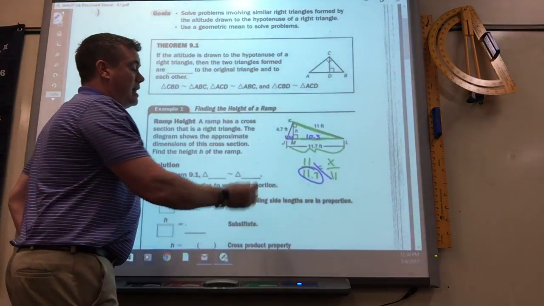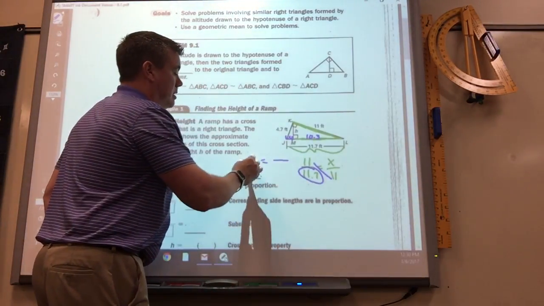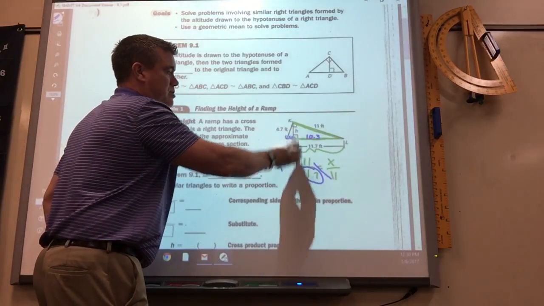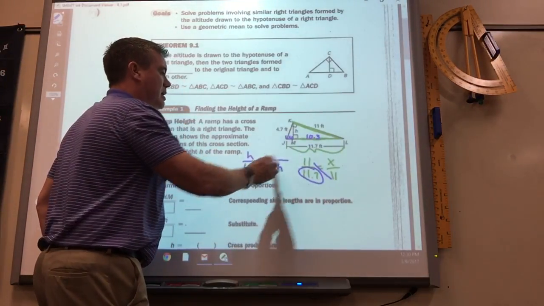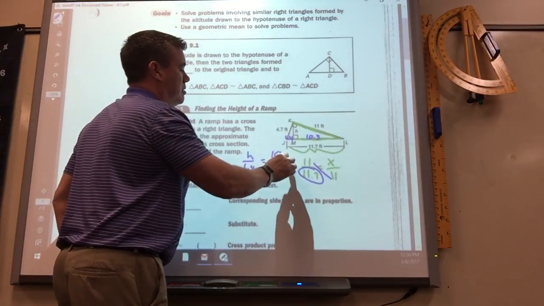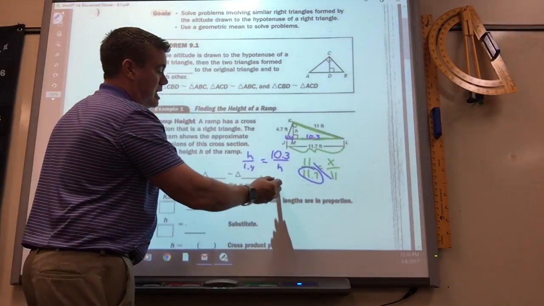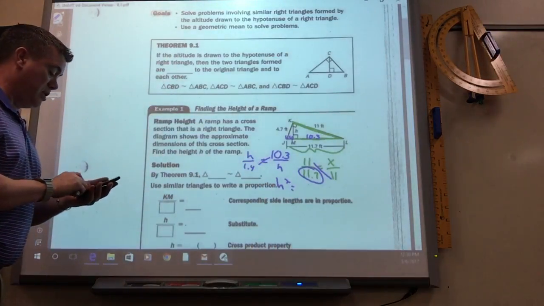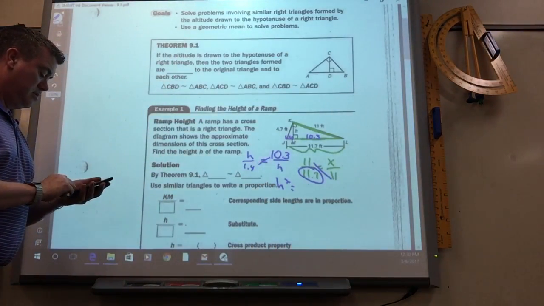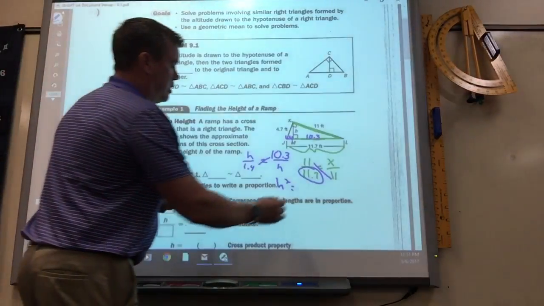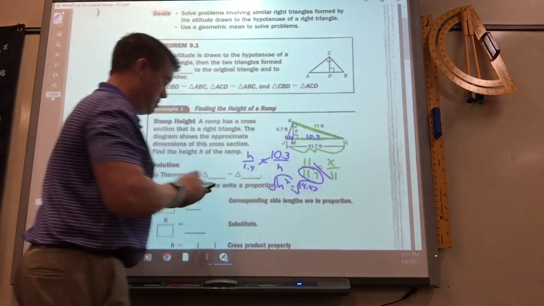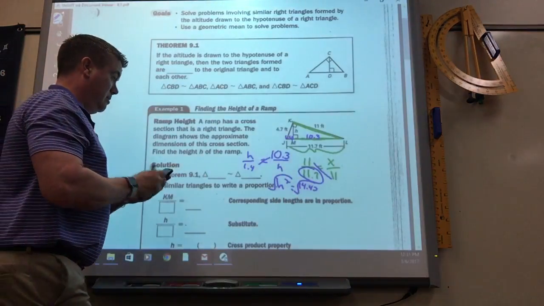Now I can find h. This is a geometric mean, so you put it in there twice, and then when it's this middle piece, you put that part and that part. So this one, it's h squared equals 10.3 times 1.4. 14.42, which I have to square root, and it'd be 3.8.